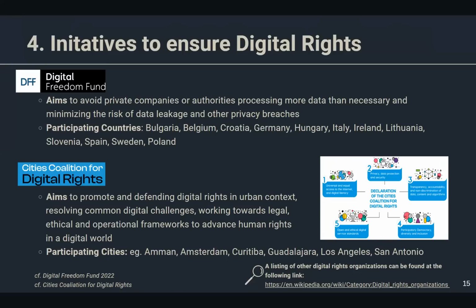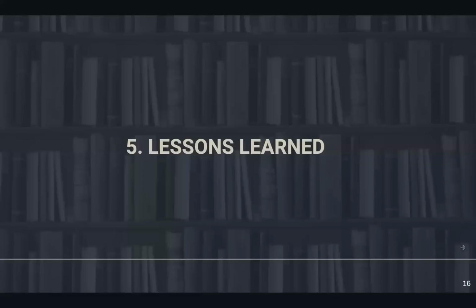Moving over to the second initiative, which is the Cities Coalition for Digital Rights. The aim is to promote and defend digital rights in the urban context, resolving common digital challenges, working towards legal, ethical, and operational frameworks to advance human rights in a digital world. If you want to visit more such initiatives from different organizations, we have mentioned a comprehensive list in the slide.